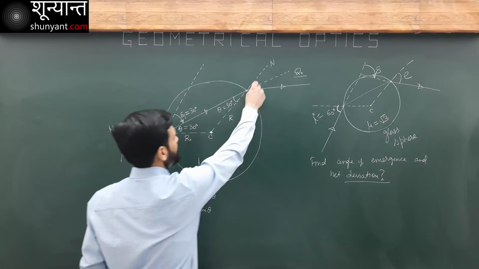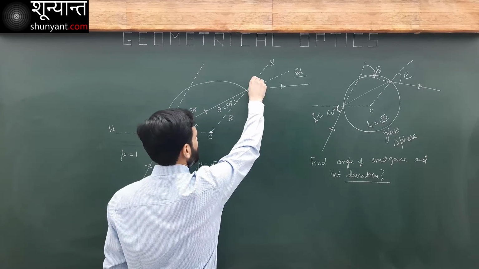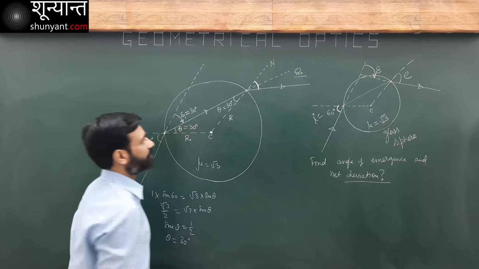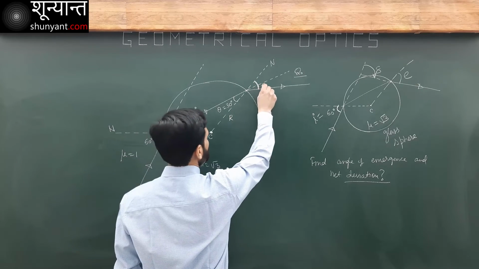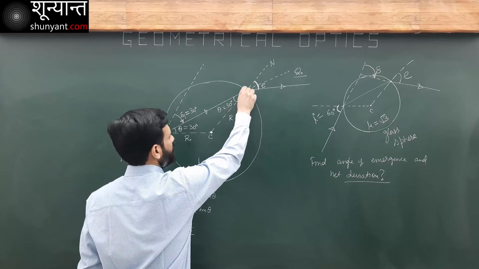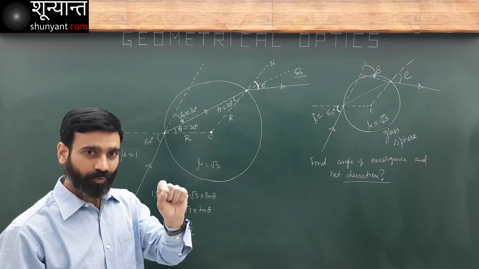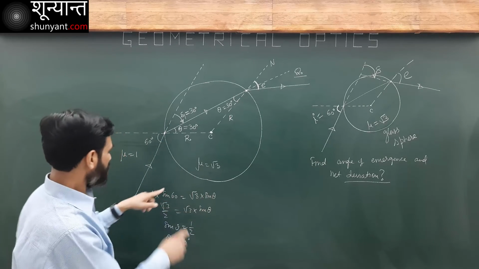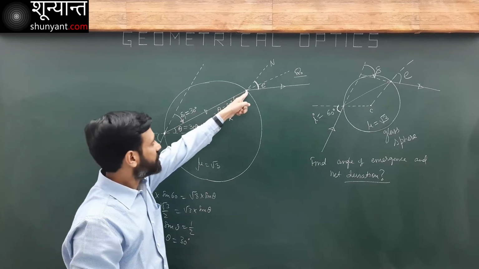Now what will be this angle? This is the angle from the normal. This will be the angle of emergence. What will be this angle? Let's say that it is equal to E. E is the angle of emergence. Now apply Snell's law here. Wherever there is refraction, at that point we apply Snell's law. I applied Snell's law at this point, and I will apply Snell's law at this point here.